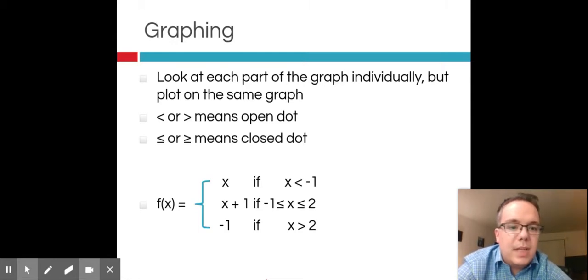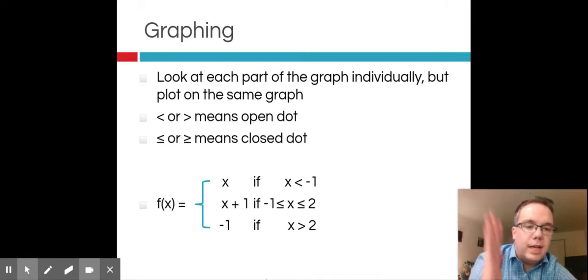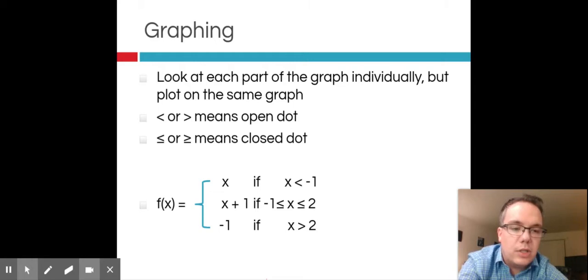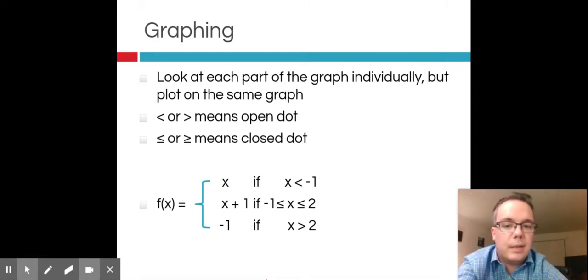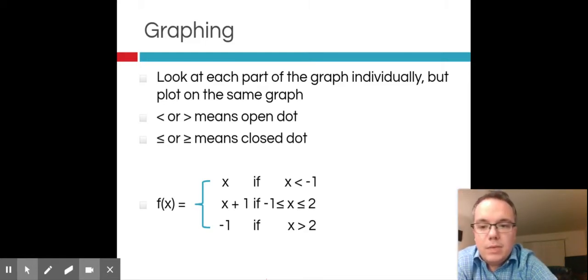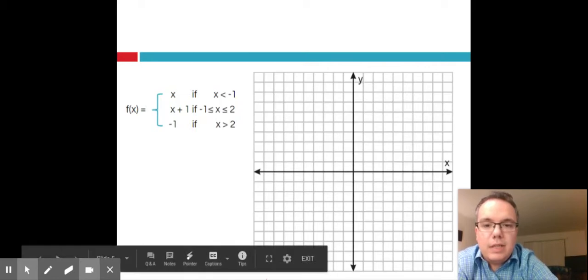And remember, this is a function, so there's no spot in our graph where we can make a vertical line that goes through and touches more than one point, but it can touch both an open dot and a closed dot at the same time, because remember, an open dot is not a point. So what I mean by that is, let's do this actual example here.